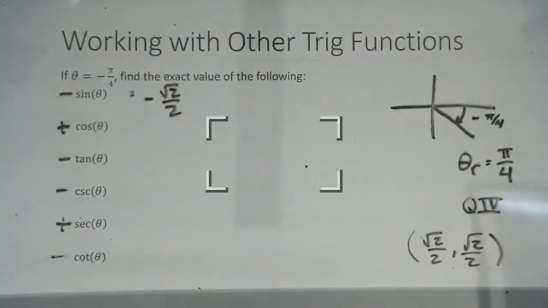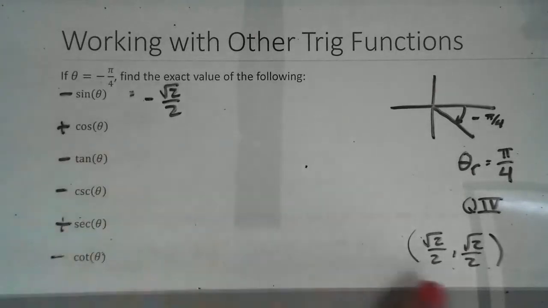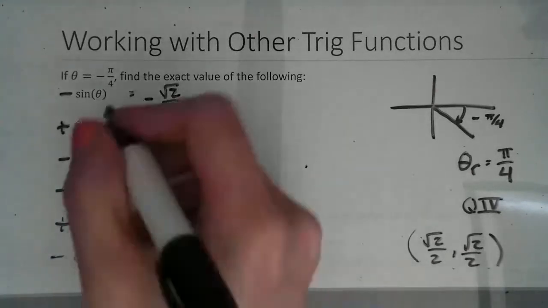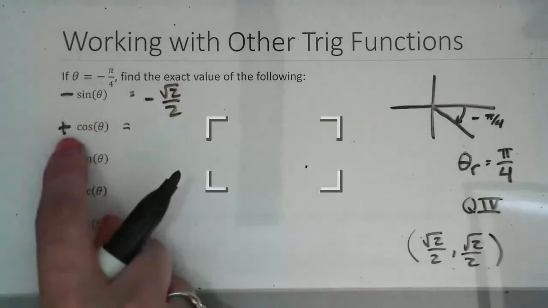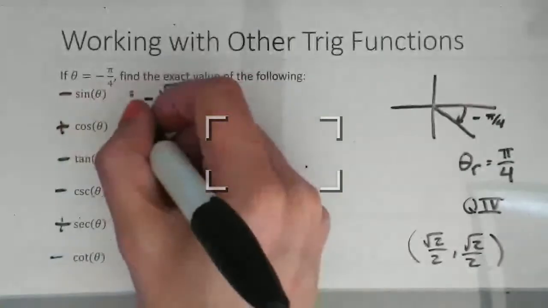But we said because we're in quadrant 4, our y value is negative, so this is going to be negative. So the sine of negative pi over 4 is negative square root of 2 over 2. Cosine comes from the x value here. It's going to be positive, and it's square root of 2 over 2.